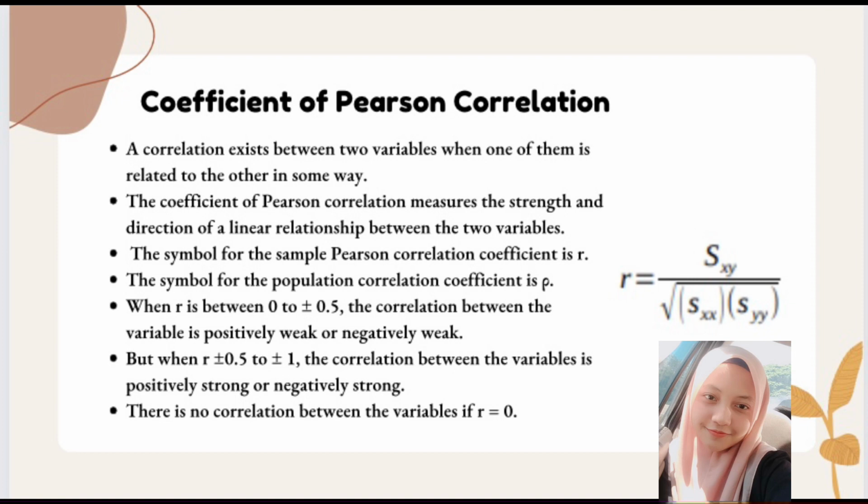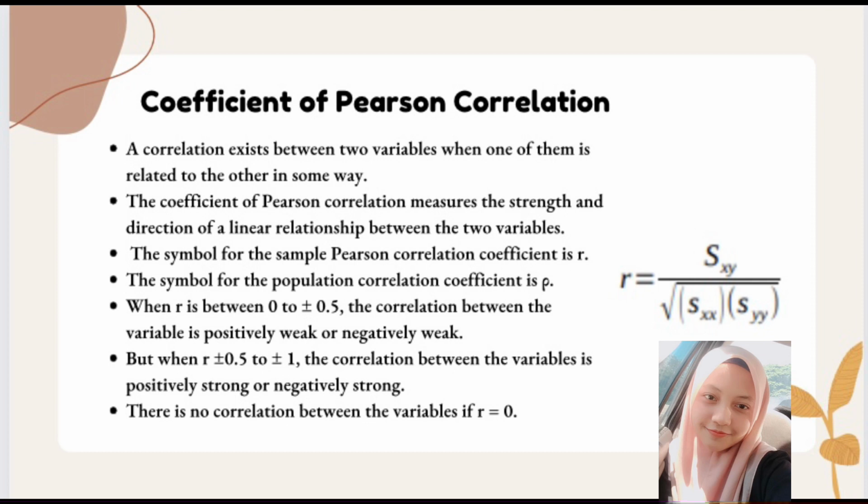I will continue the presentation with the Pearson correlation coefficient. A correlation exists between two variables when one of them is related to the other in some way. The Pearson correlation coefficient measures the strength and direction of a linear relationship between the two variables. The symbol for the sample Pearson correlation coefficient is r. The symbol for the population correlation coefficient is rho. When r is between 0 and plus or minus 0.5, the correlation between the variables is positively weak or negatively weak. But when r is plus or minus 0.5 to plus or minus 1, the correlation is positively strong or negatively strong. There is no correlation between the variables if r is equal to 0.